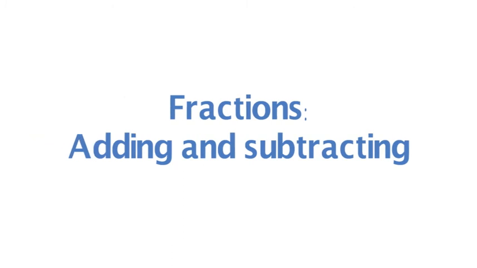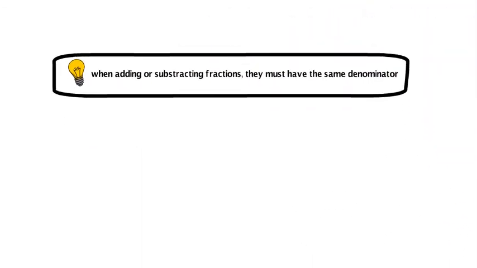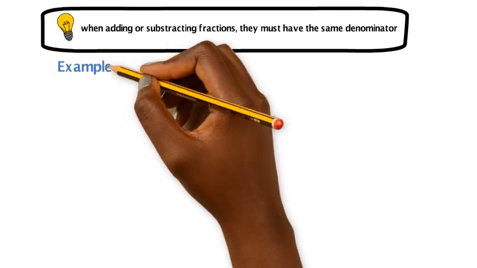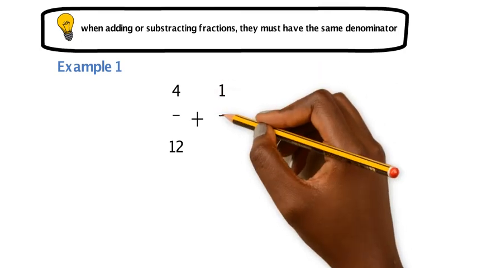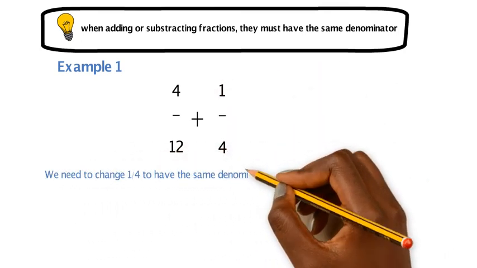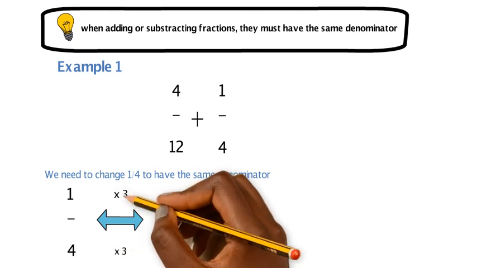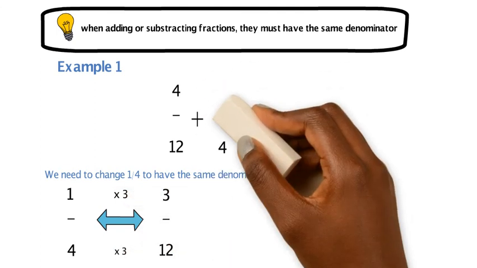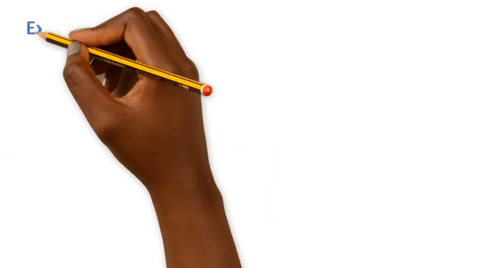Adding and subtracting. When adding or subtracting fractions, they must have the same denominator. This is key. Example 1. If we have 4/12, and we add that with 1/4, we need to change the quarter to have the same denominator. So if we multiply both the top and the bottom of 1/4 by 3, you get 3/12. Add that together and you end up with 7/12.